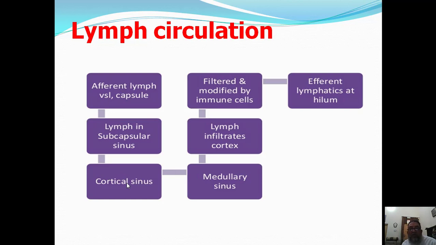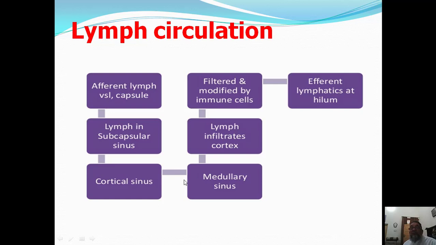Then over here the lymph is filtered. Filtering means any incoming injurious particles, pathogens and infective material are isolated within the cortical lymphatic nodule. Antigen antibody reaction takes place and a proper response is produced, killing the incoming microorganism. The lymph is filtered alongside. Lymph infiltrates the cortex, then moves toward the medullary sinus.